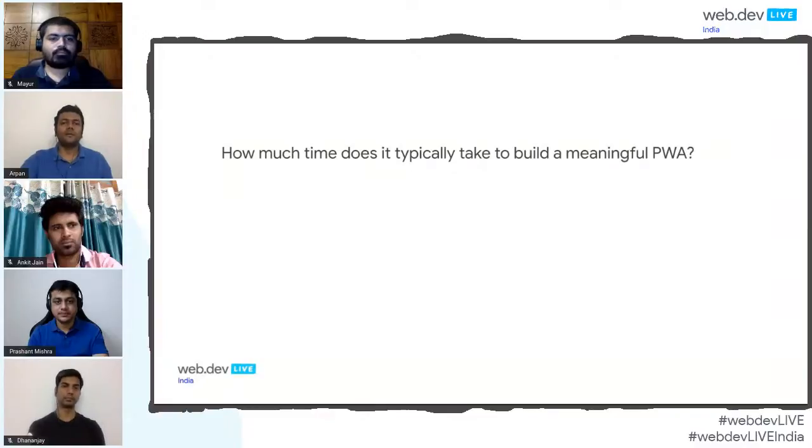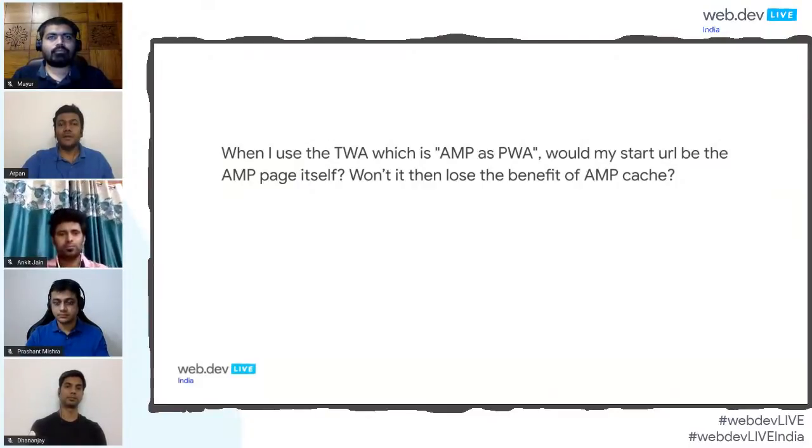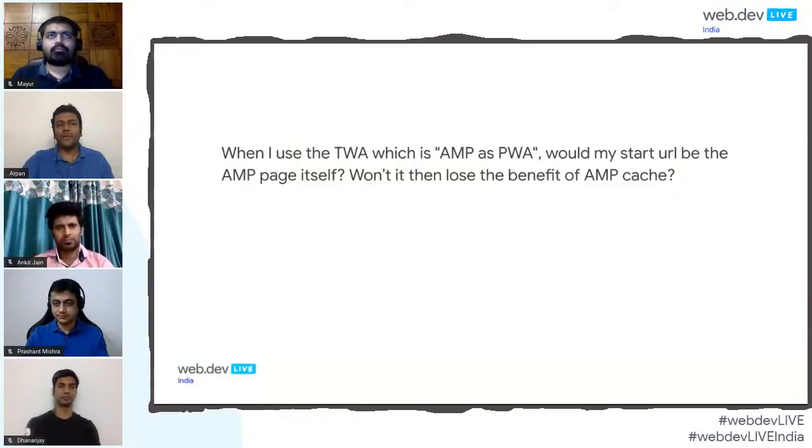Great. Thank you, Prashant. Any thoughts on it are really useful. And let's move further. I guess we are moving towards the end. So again, an open question. When I use the TWA, which is AMP as PWA, would my start URL be the AMP page itself? Won't it then lose the benefit of AMP cache?